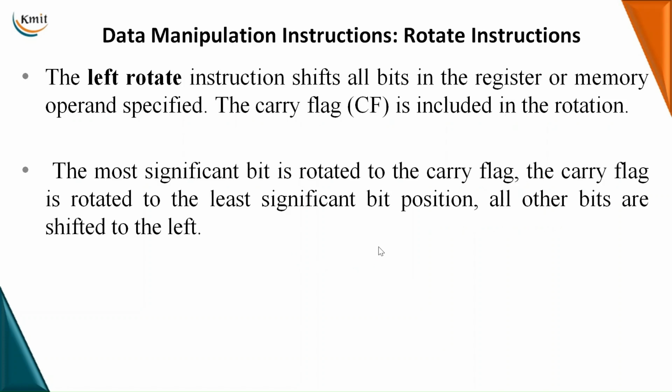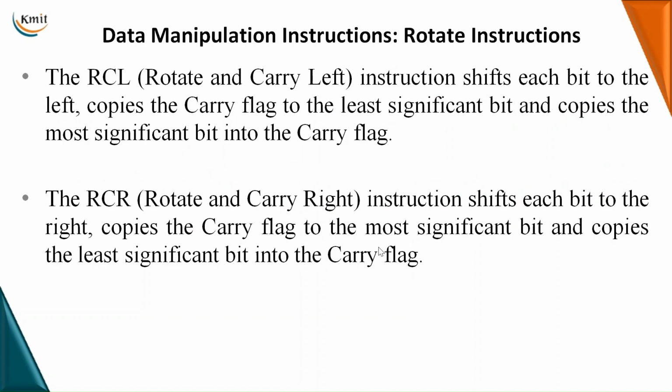In case of a rotate right through carry and rotate left through carry, you are also including the carry bit along with the register contents. So the rotate left through carry instruction shifts each bit to the left, copies the carry flag to the least significant bit, and copies the most significant bit into the carry flag. In case of a rotate right through carry instruction, it shifts each bit to the right, copies the carry flag to the most significant bit and copies the least significant bit into the carry flag.